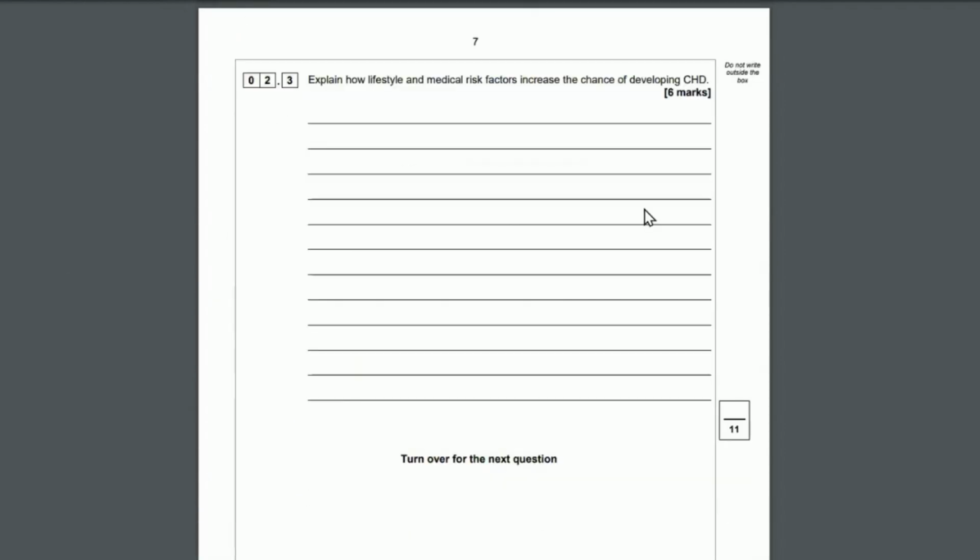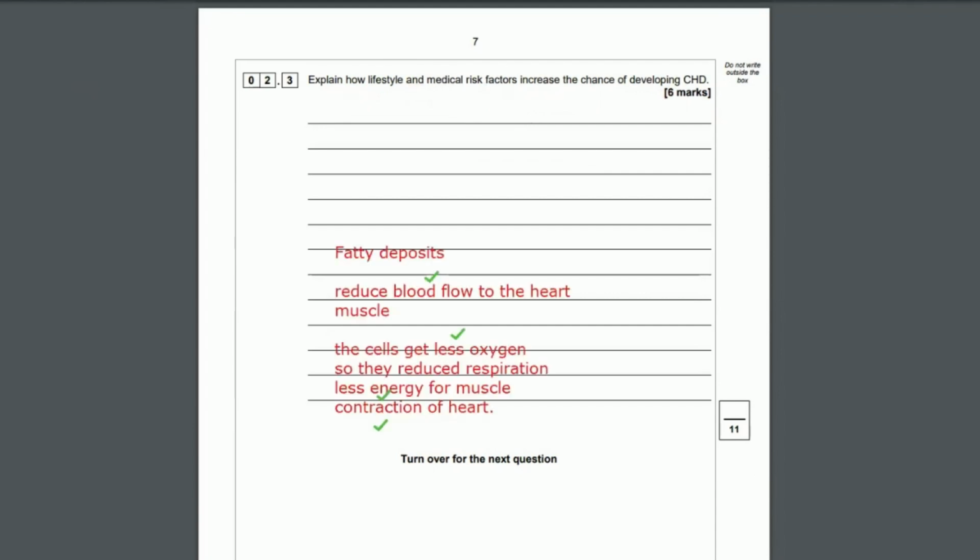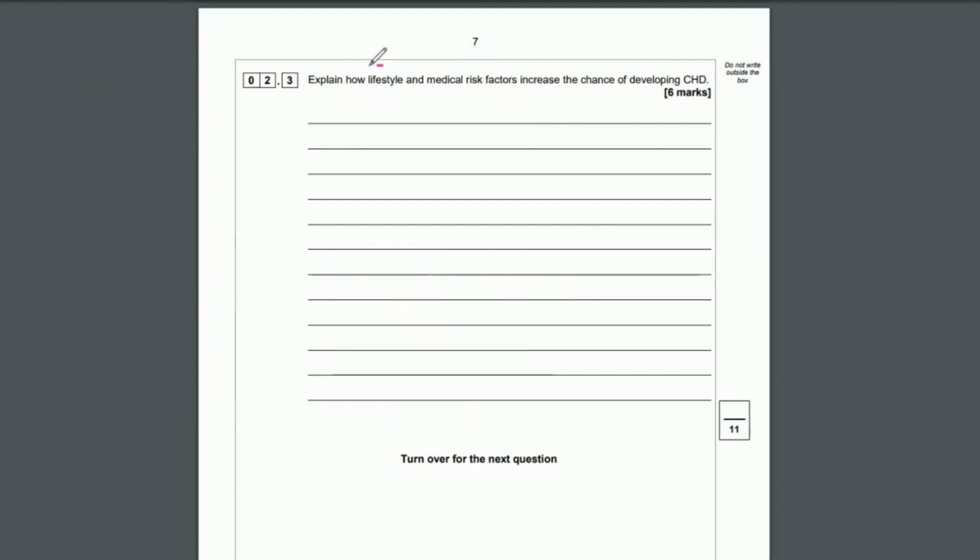2.3, what we got going on here? It's a 6 marker. Explain how lifestyle and medical risk factors increase the chance of developing CHD. So there's a key thing here. We've mentioned 2 things here: lifestyle and medical risk factors. So what we're looking at really is we need to include both of these if we want 6 marks. If I only talk about one, I'm probably going to max out at 3 to 4 marks. So I need to talk about both if I want to attempt to get 6 marks.